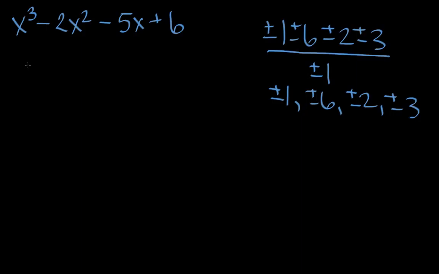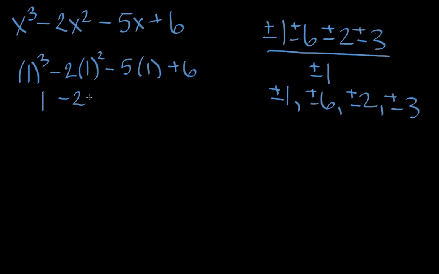So if I plug in 1, I have 1 cubed minus 2 times 1 squared minus 5 times 1 plus 6. Now 1 cubed gives me 1, and the negative 2 times 1 squared is a negative 2, and then negative 5 plus 6. Now 1 minus 2 gives me negative 1 minus 5 plus 6. Those added together will give me a 0. So that tells us that 1 is one of the zeros for this equation.